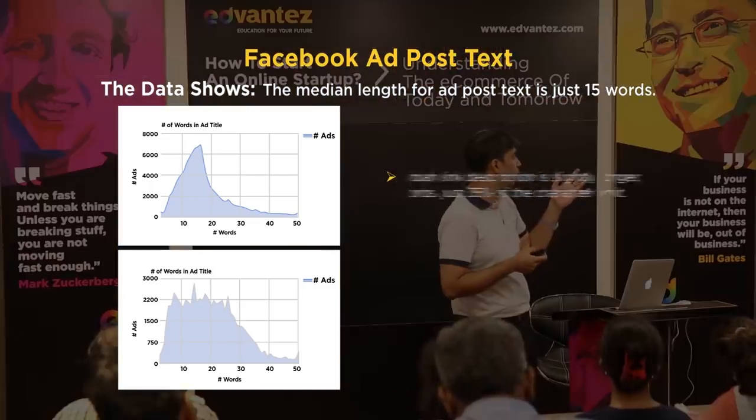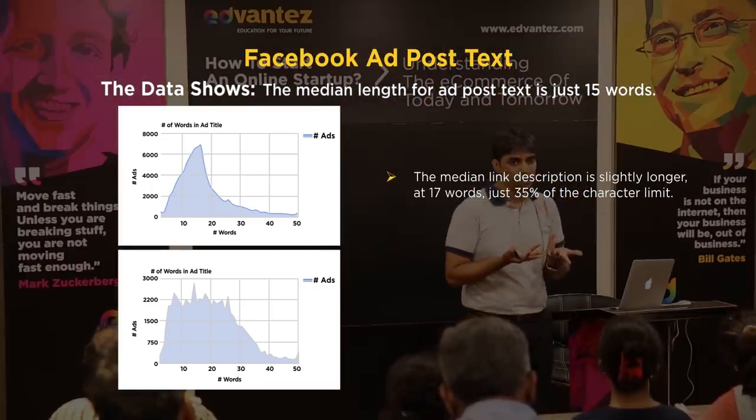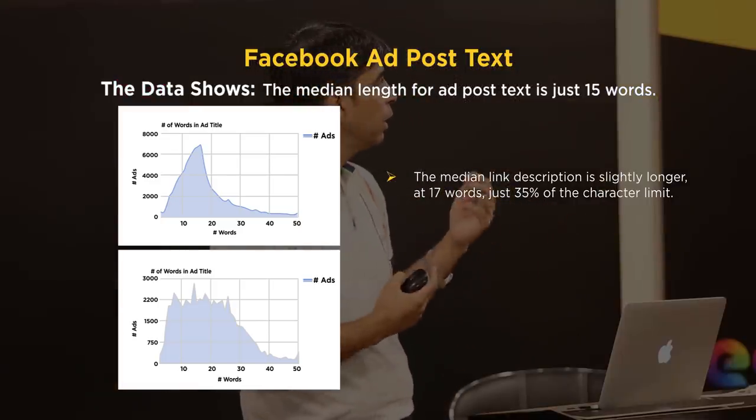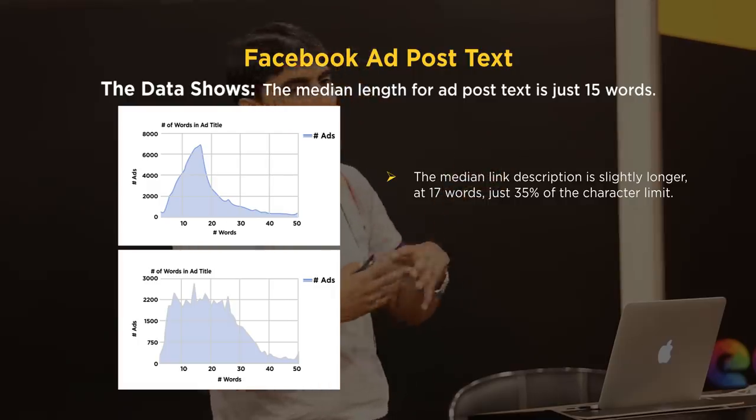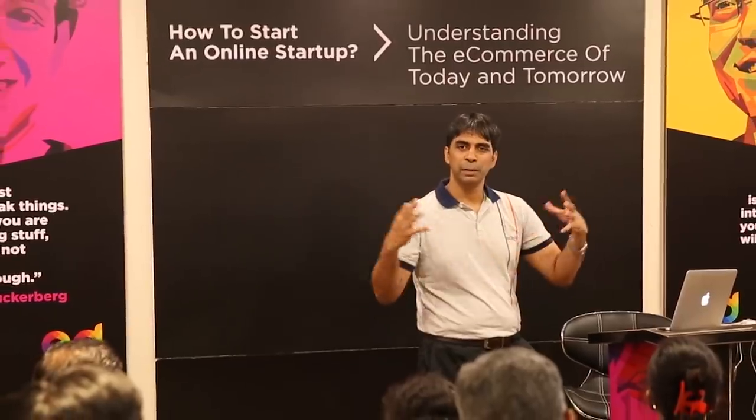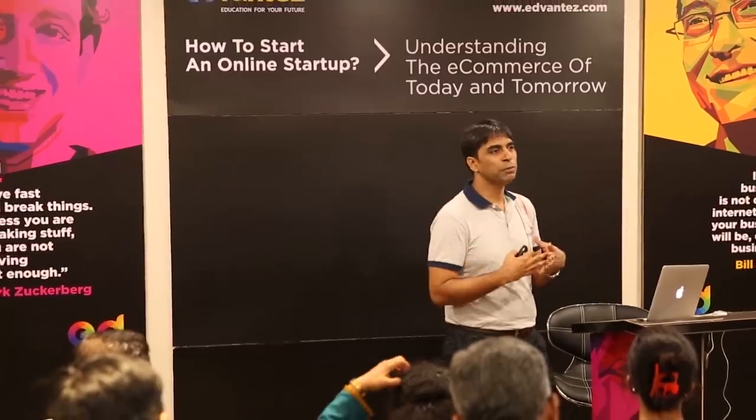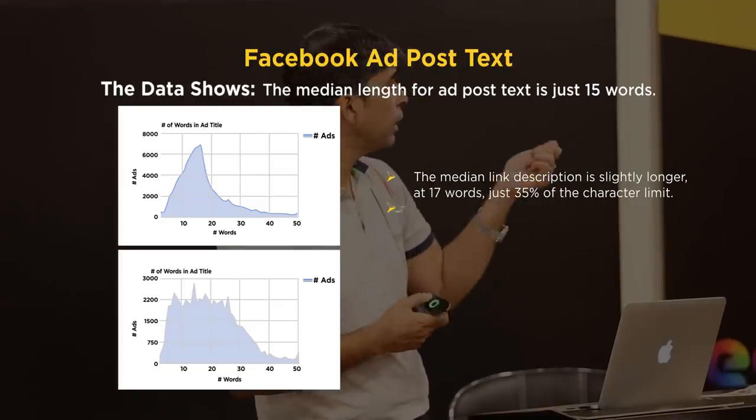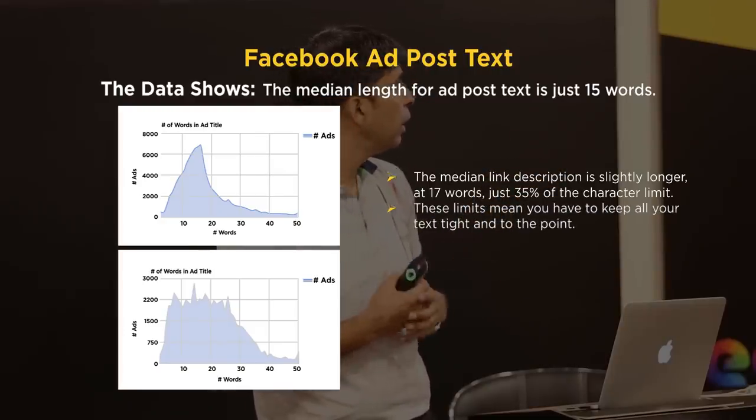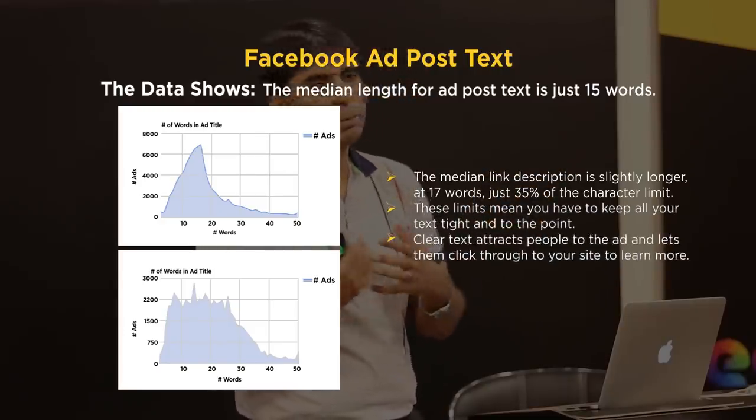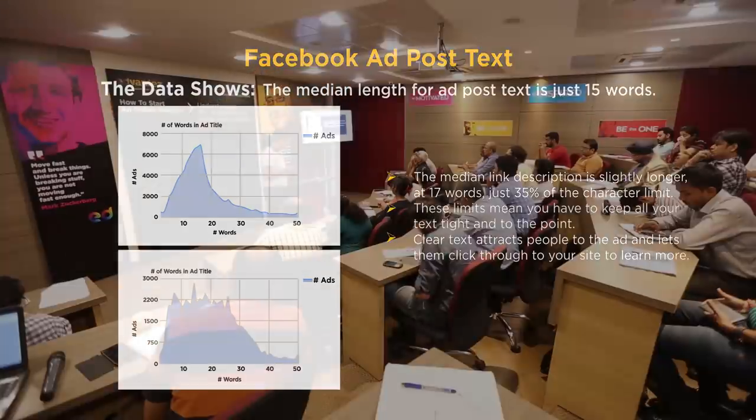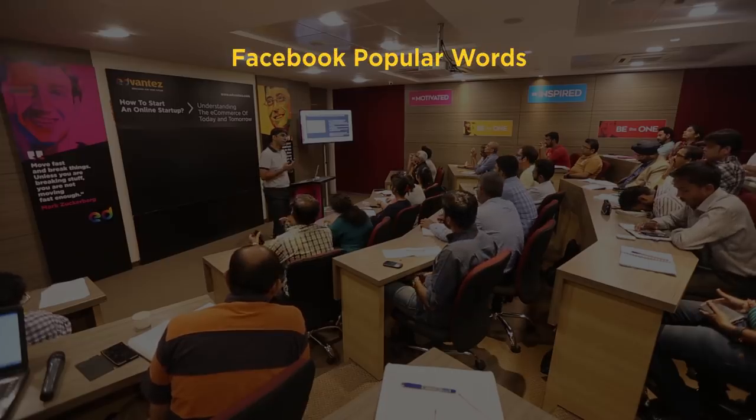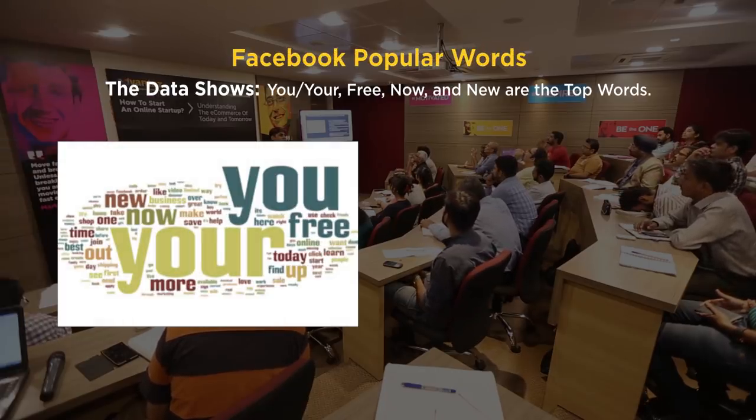Okay. Now they're saying that people use about 17 usually. Even though 15 is best, people will use 17, okay? Which is 35% of the character limit. Even though you have a limit that's big, just use 35%. Don't use all of it just because you have it. Again, it keeps your text tight and to the point, and make sure that it makes them click through to your site.